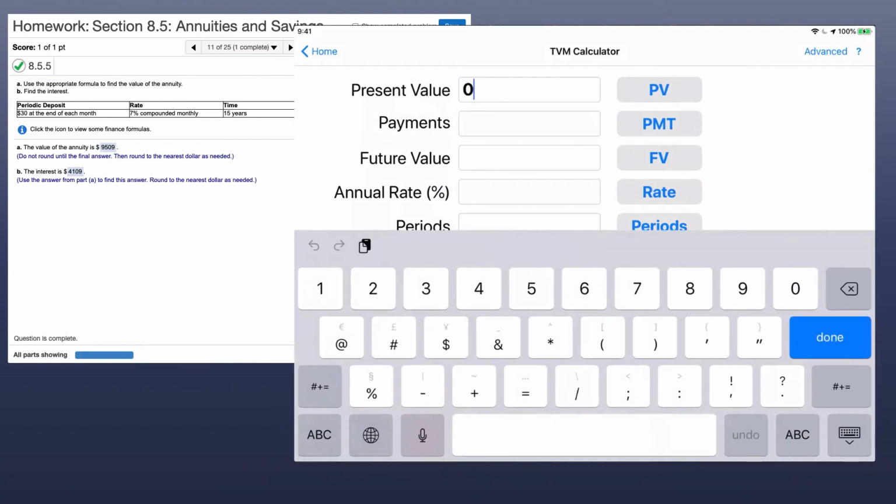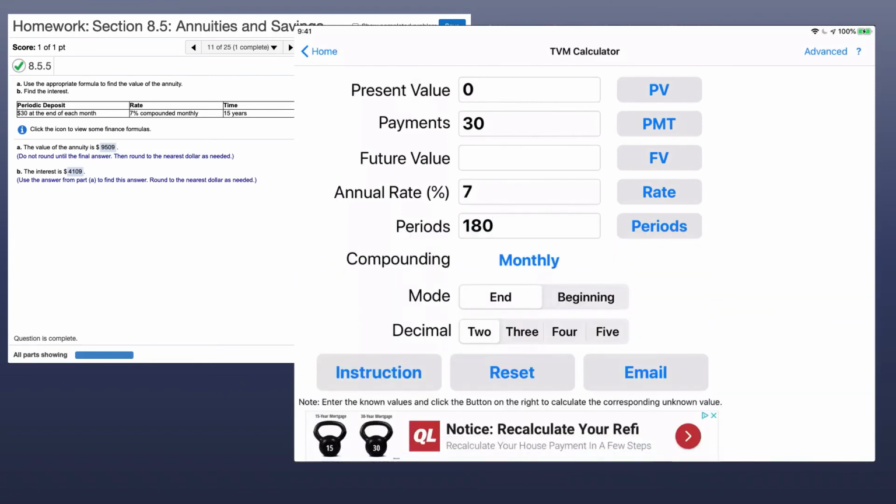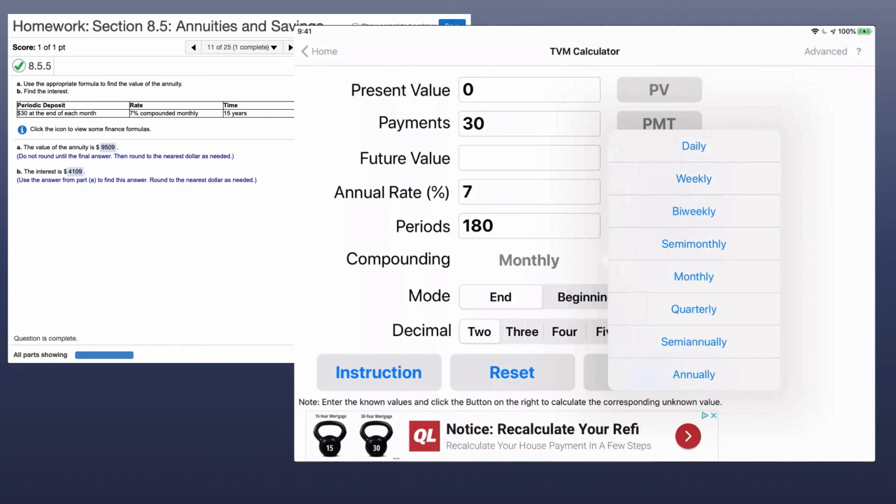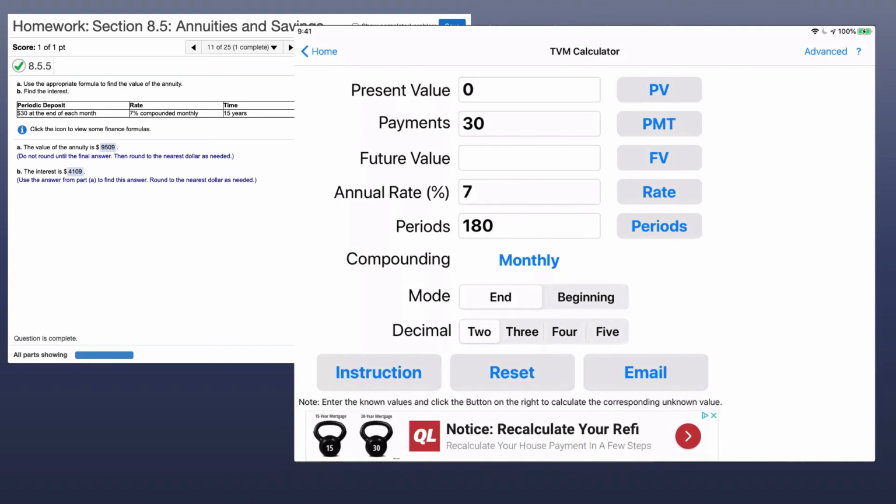So present value, 0. Payments, I'm making $30 payments. Future value, I don't know. We're going to solve for that. Percentage rate is 7. How many periods? Again, 12 monthly payments because it's compounded monthly for 15 years. 12 times 15 was 180. Again, it says compounding. I can click on that, monthly. Where it says monthly, if I tap with my finger, I can change how it's compounded, but this problem was done monthly. Then if I go back up and tap FV for future value, it'll calculate the future value. So 9,508.87 or 9,509 if I round, right? And then again, I can calculate the interest like I did a moment ago on my calculator.